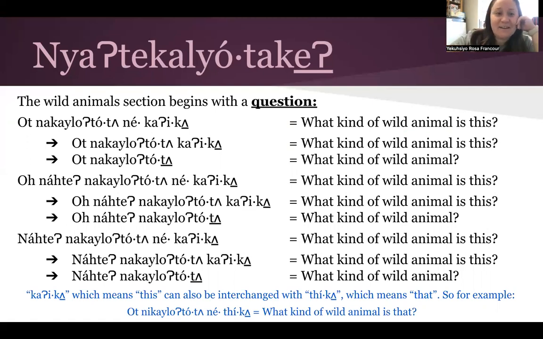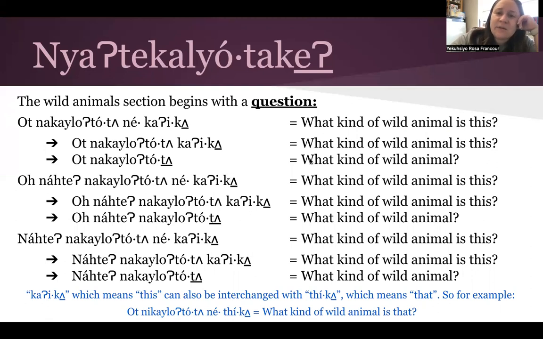Same question. And you can see the various versions on the screen. So Otnagaliototagaig is kind of the base. It means what kind of wild animal is this? But again, you can shorten that. You could take the nay out. You could say Otnagaliototagaig or Otnagaliotod. You don't even have to have nay or negaig or gaig.